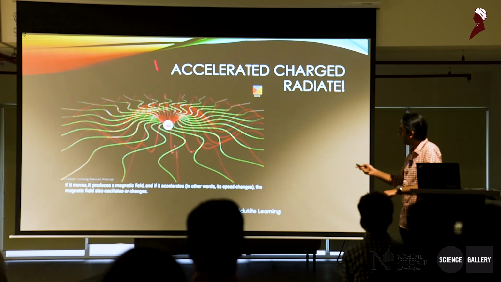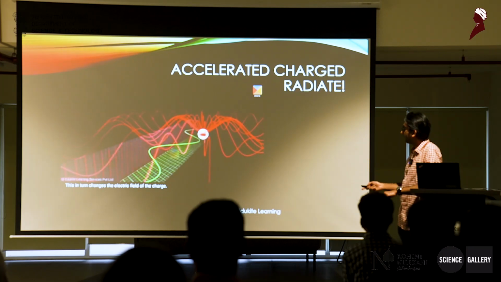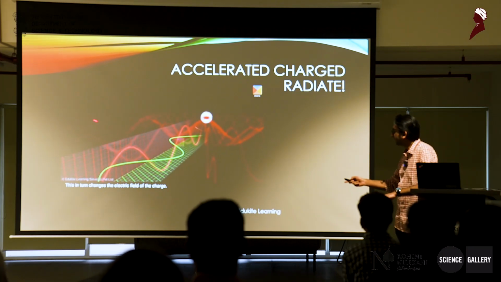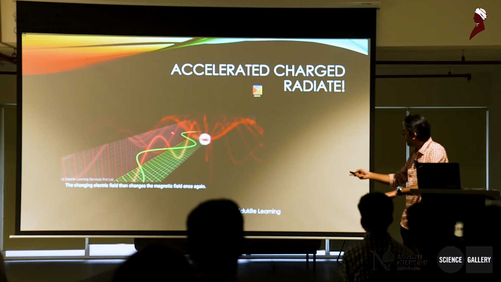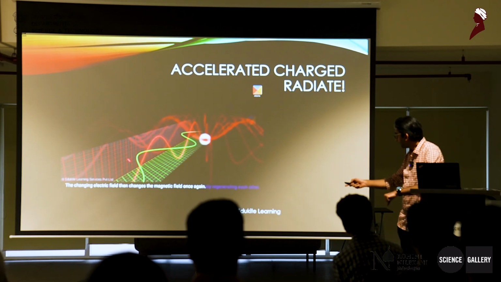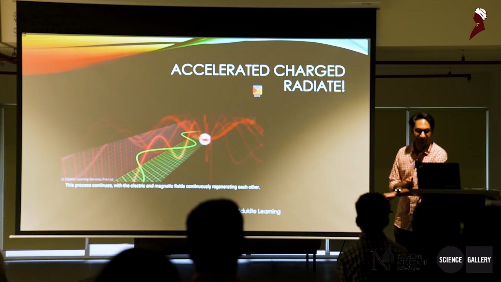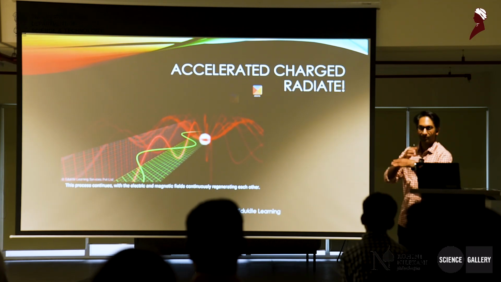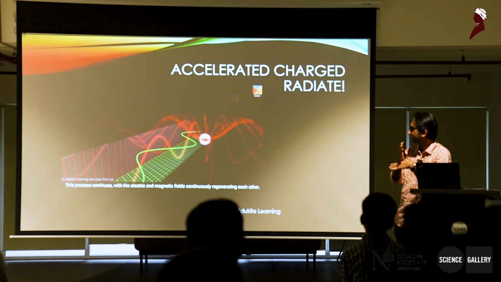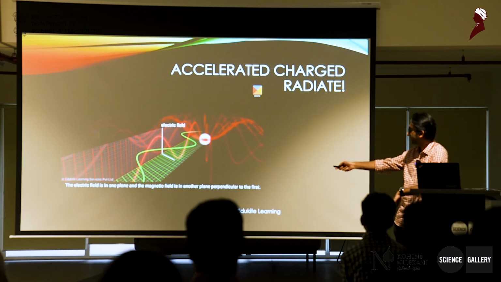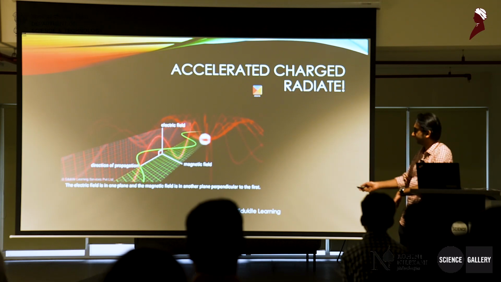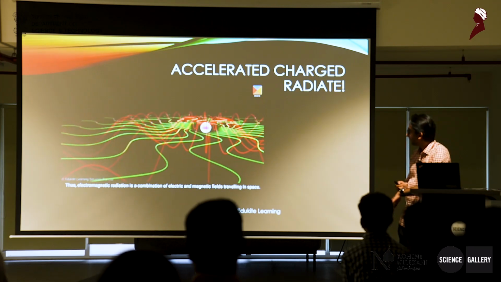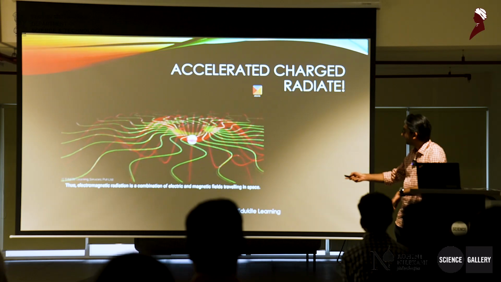This charge is moving up and down, and it is producing these red waves that you're seeing as the electric field. What you're seeing perpendicular to it, in green, is the magnetic field. So electromagnetic radiation is a combination of electric and magnetic fields perpendicular to each other, and there will always be a perpendicular direction in which they are propagating.